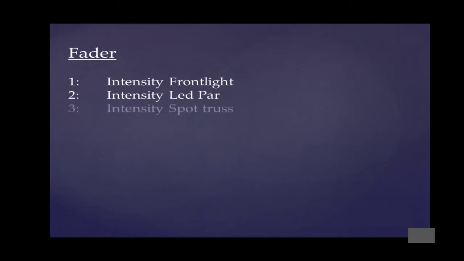We said we're going to use 10 faders in this show. Let's take a look at how we're going to assign the faders. The most important fader, of course, is the intensity for the front light. Then we got another intensity fader for the LED bars, another one for all the spots in the truss, and one for spots on the ground.